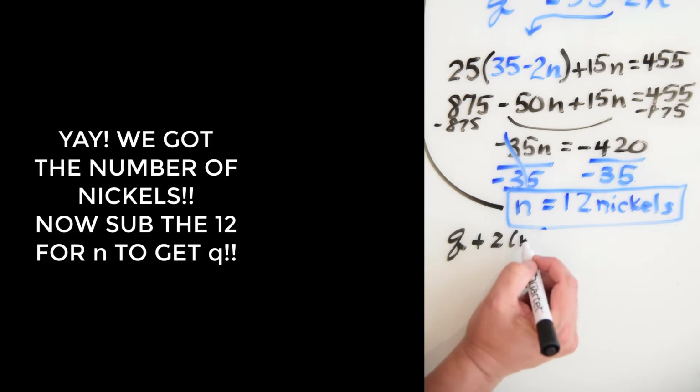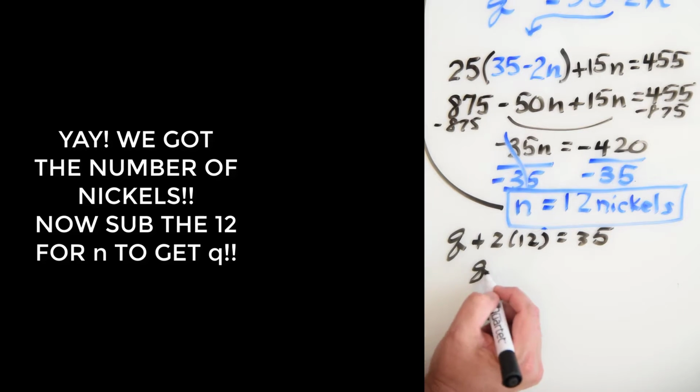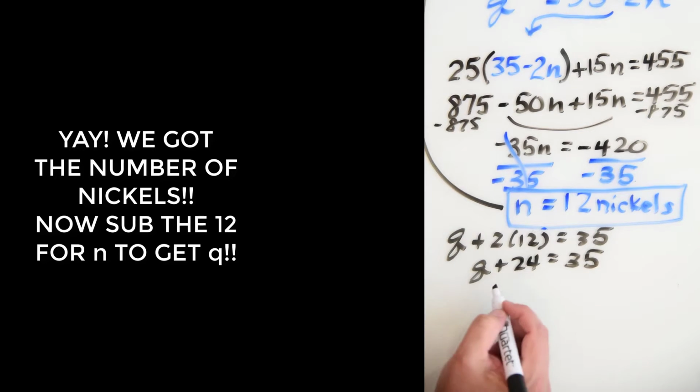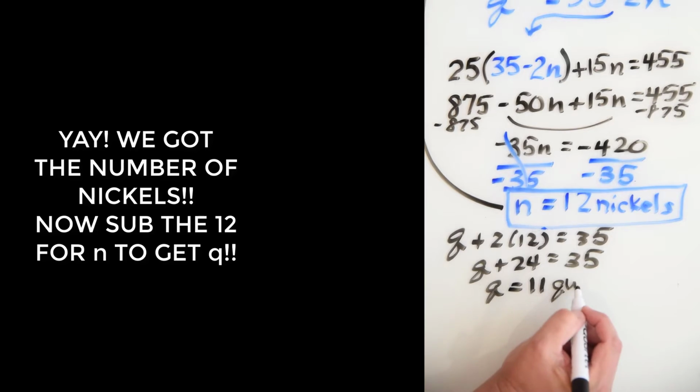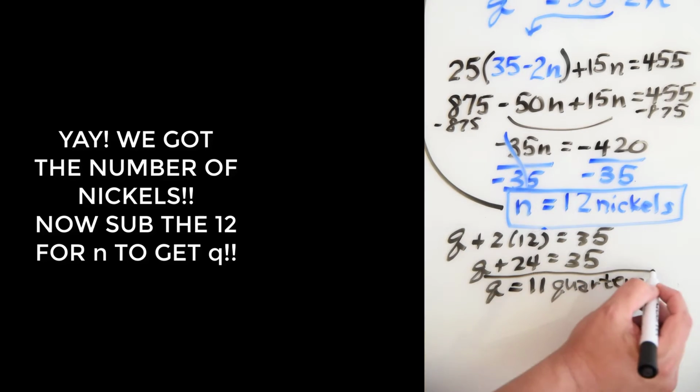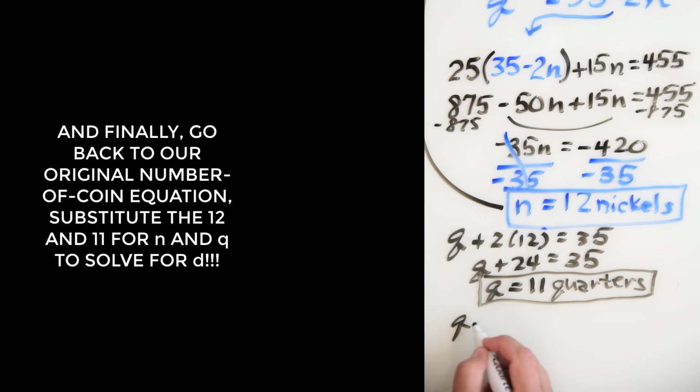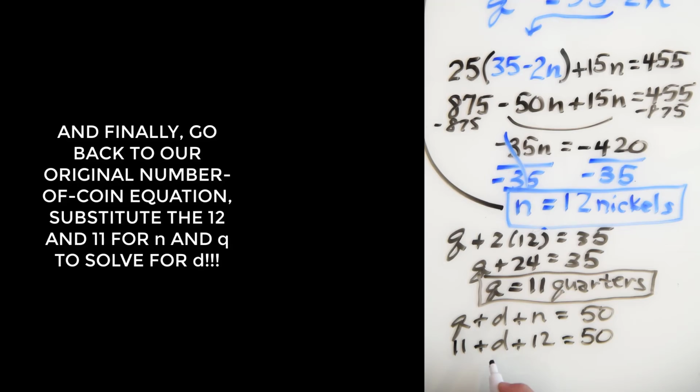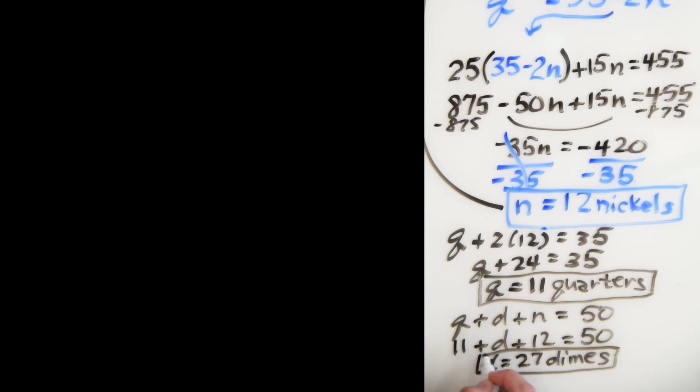So we now know that we have 12 nickels. Well, now we can put that back in and get the number of quarters into one of those equations. And we get 11 quarters. And since we had a total of 50 coins altogether, remember from the first equation that we even wrote, we get 11 plus D plus 12 equals 50, and so D is 27 dimes.